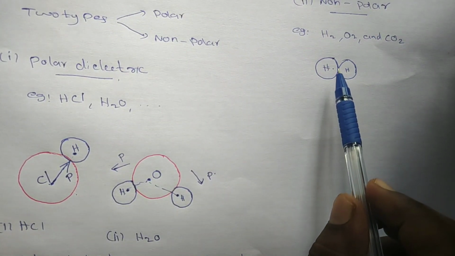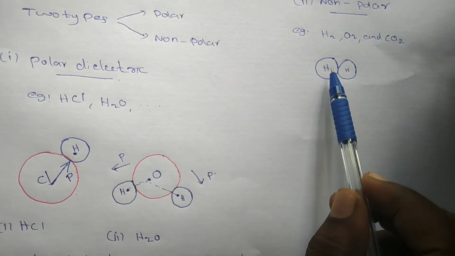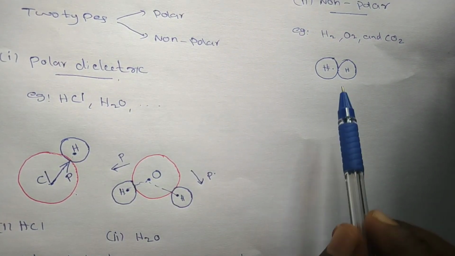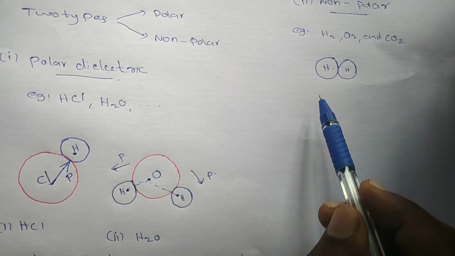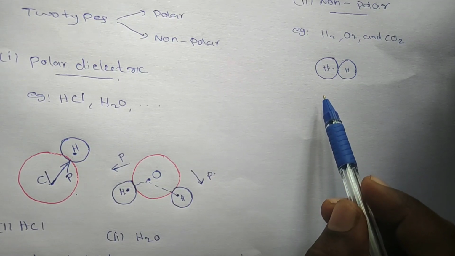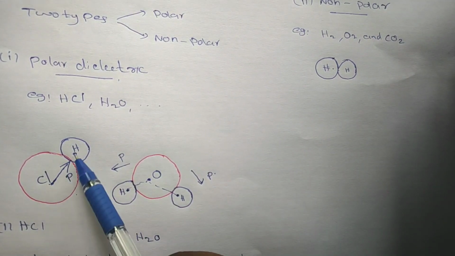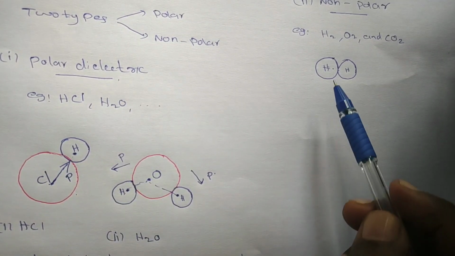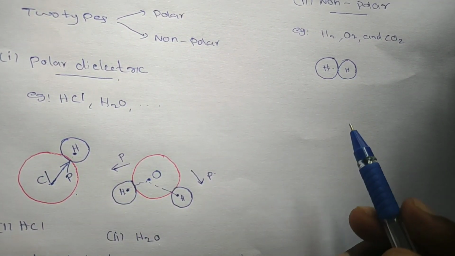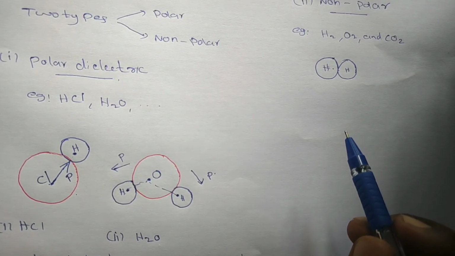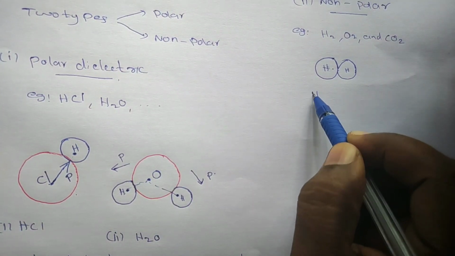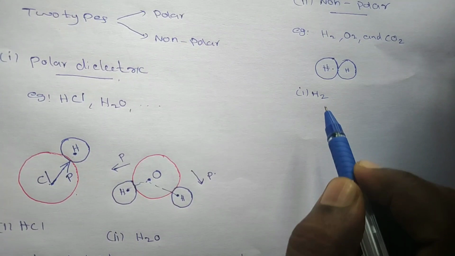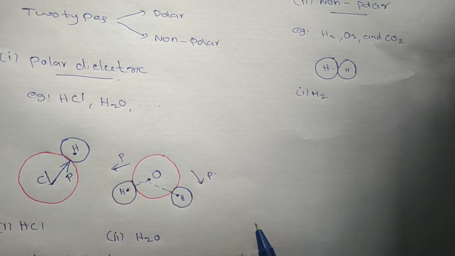So there are no negative and positive charges gained by these atoms. So we can say that the positive and negative centers coincide. So here you see that the negative and positive centers are separated. But in this case, the positive and negative centers coincide, so they are not separated. So what about the net dipole moment? The net dipole moment here is 0. There is no dipole formation, so the net dipole moment is 0.